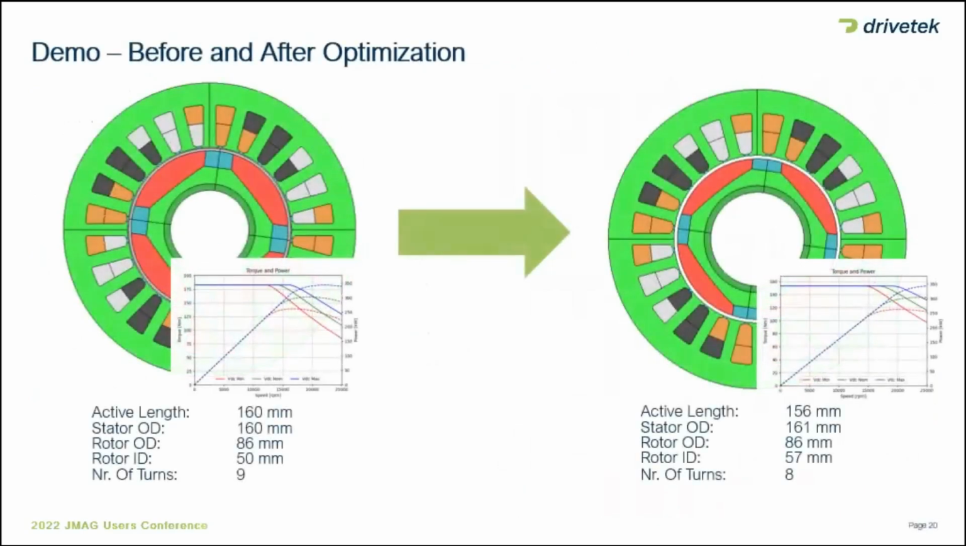So once again, we went from our baseline design to our fully optimized design, where we adjusted every single parameter we have or we can vary. And even though the basic dimensions aren't too far off, we can see a definite and quite significant change in machine characteristics.